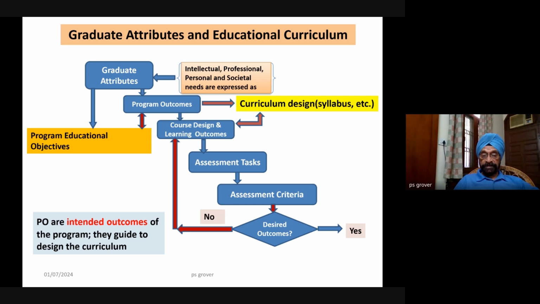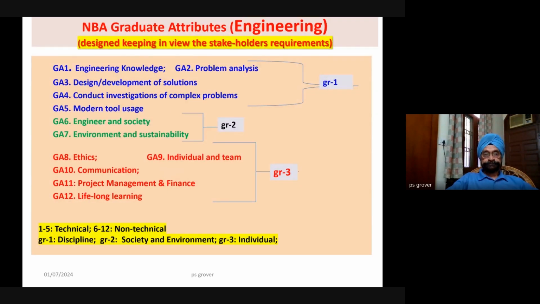So POs are the intended outcomes of the program. They guide us to design the curriculum. So graduate attributes have intellectual, professional, personal, and society needs expressed as attributes. So program outcomes help us with curriculum design, syllabus, etc. Then course design, how to design it, and so on. Please appreciate this structure of curriculum design. When you are preparing it, or when you're involved in this, we need to apply our attention to this.